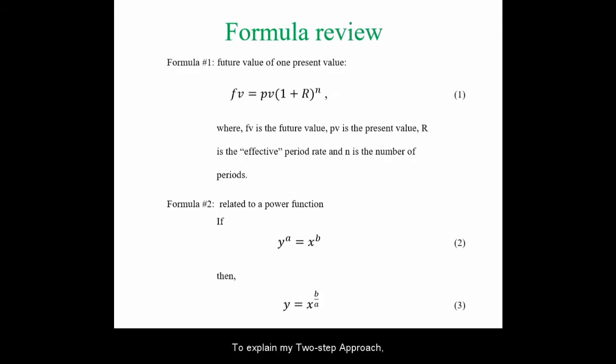To explain my two-step approach, I need 2 or 3 formulas. The first one is future value equals present value times (1 plus R) to the power of n. FV is future value, PV is the present value, R is the effective period rate, N is the number of periods. Formula number 2 is related to the power function. For example, if we have Y^A = X^B, then we can solve to get Y. Y equals X to the power of B divided by A.